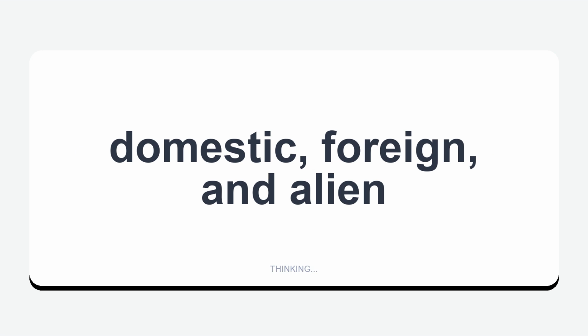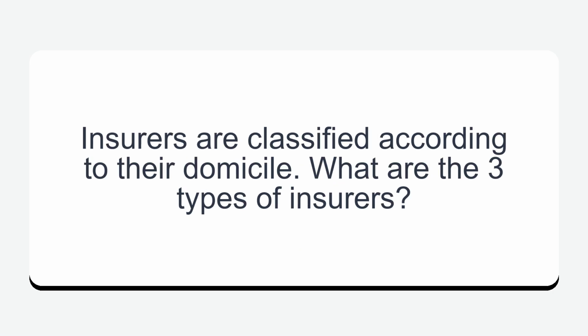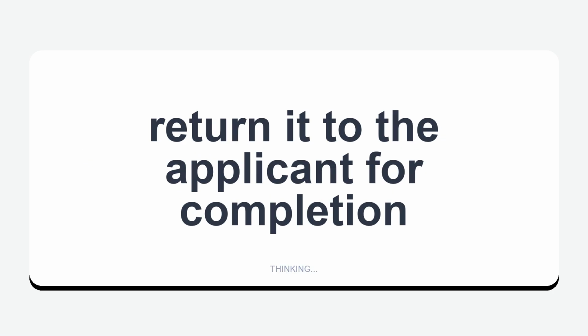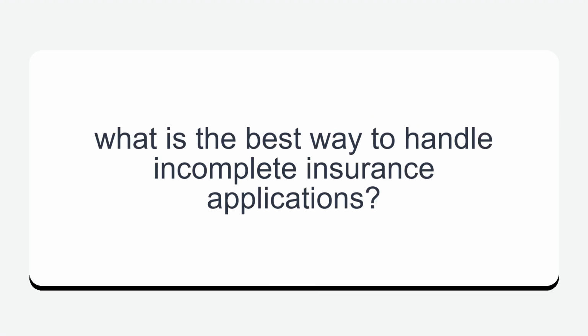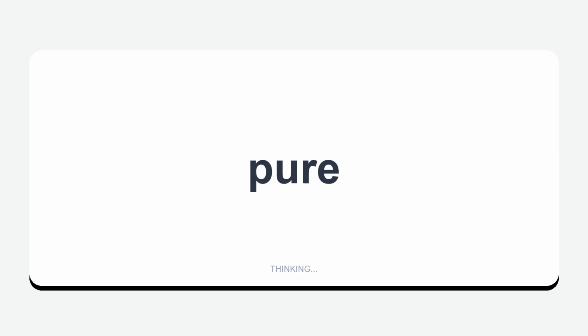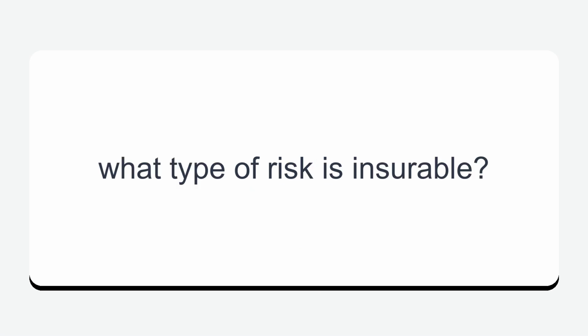Domestic, foreign, and alien. Insurers are classified according to their domicile. What are the 3 types of insurers? Return it to the applicant for completion. What is the best way to handle incomplete insurance applications? Pure. What type of risk is insurable?